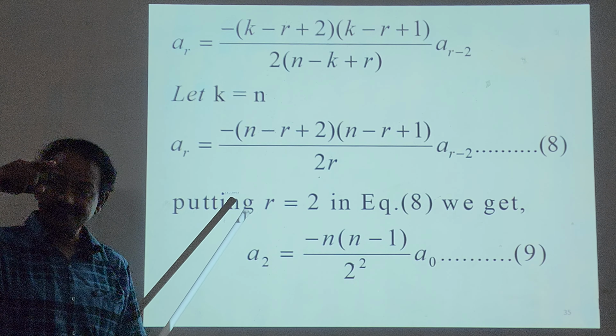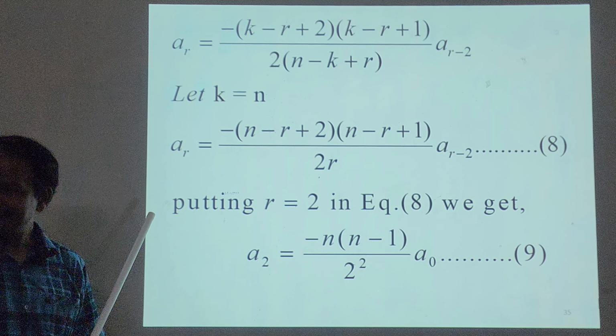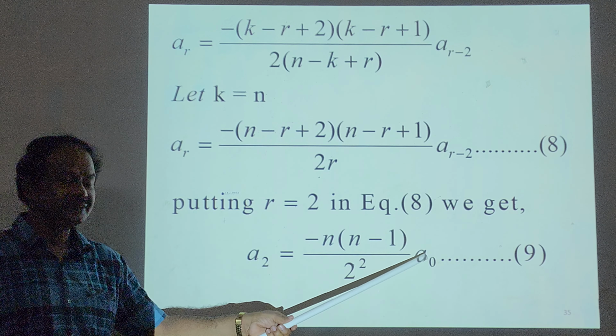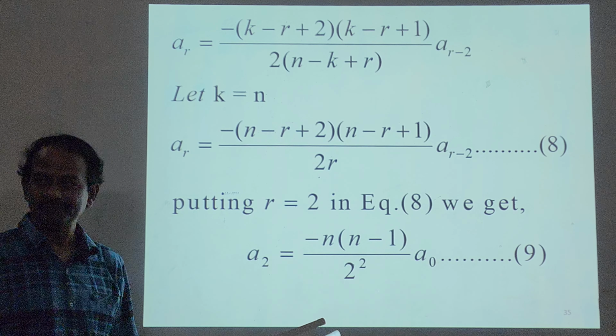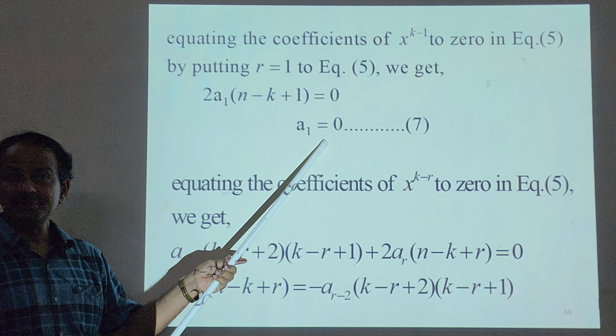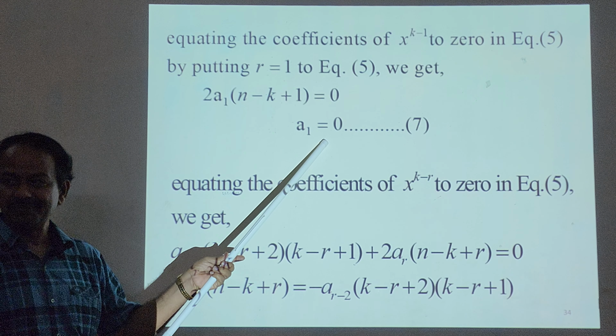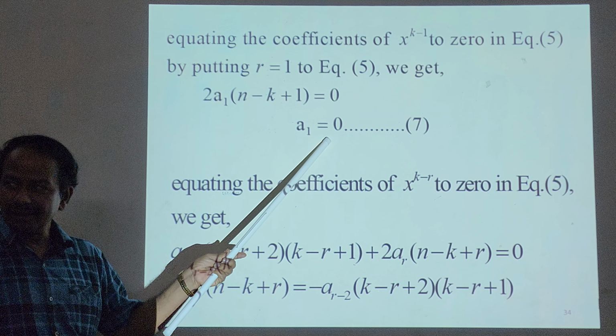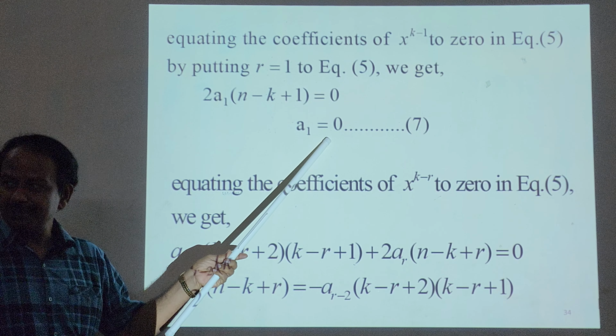Already we have found out a0, then a1, this is a2. a2 in terms of a0. Then suppose we are going to find out a4, that will be in terms of a2, and a2 is in terms of a0. So all even numbers will be in terms of a0. Simple idea. What are the odd numbers? a1 equals 0, so a3 must be equal to 0. a3 will be in terms of a1, a5 will be in terms of a3, a3 is in terms of a1. So all odd numbers will become 0. All even numbers will exist. So this is it. Is it okay?